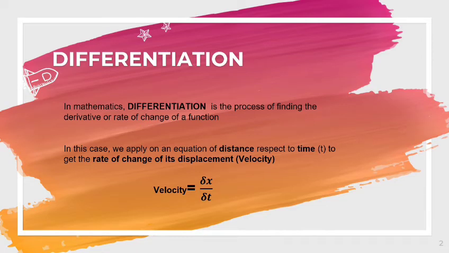In mathematics, differentiation is the process of finding the derivative or the rate of change of a function. In this case, we apply it on an equation of distance with respect to time to get the rate of change of displacement, and we call it velocity. The formula of the velocity is shown in the diagram.